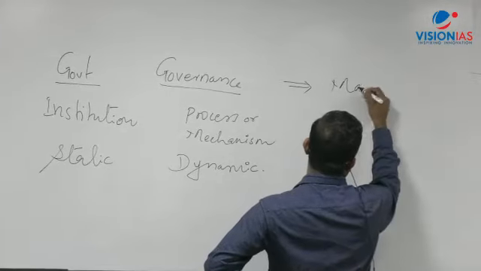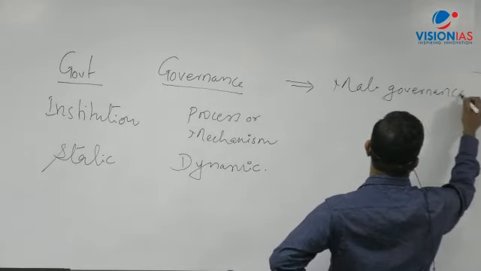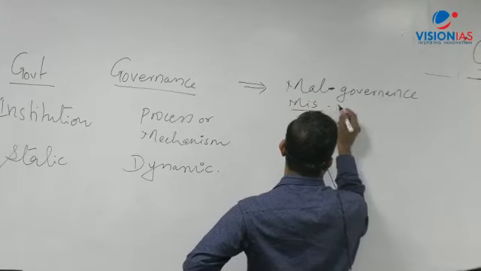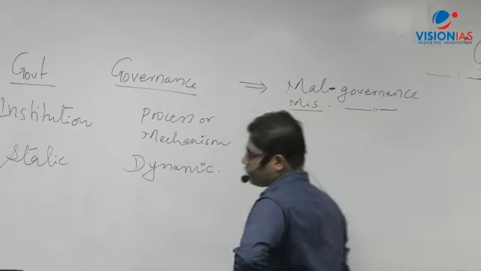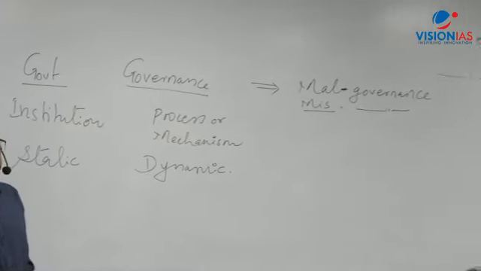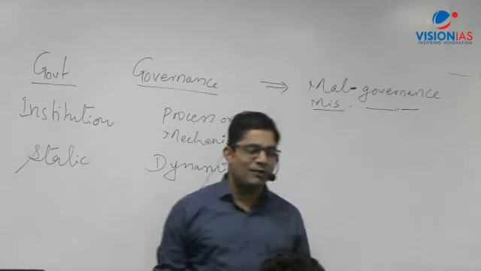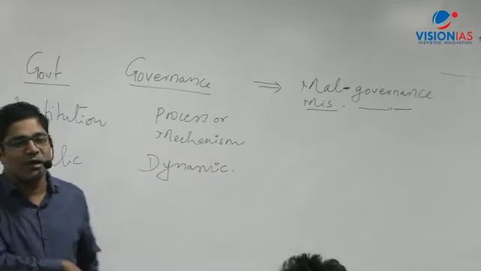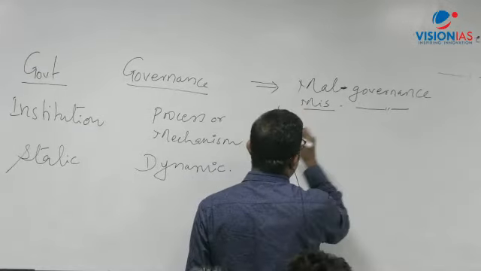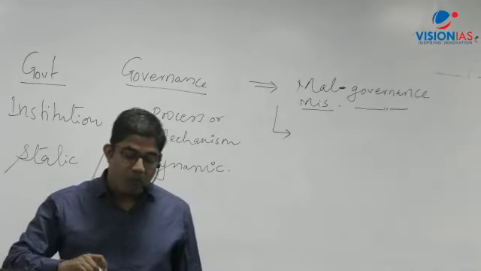So first we'll see what is mal-governance. Mal-governance or sometimes misgovernance, MIS. Mal-governance or misgovernance. In other words, it's a bad governance. Okay, to say it very bluntly, what is a bad governance? Now, first aspect of, what all will be included? Bad governance, what is it? Opaque.